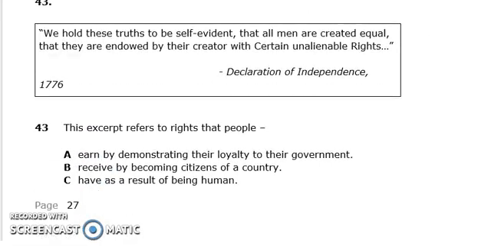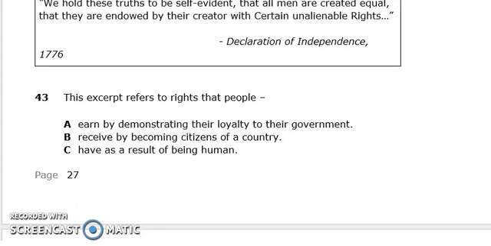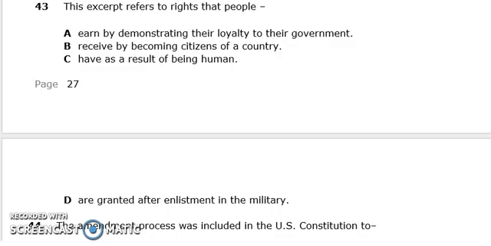Use the excerpt to answer question 43. This excerpt refers to rights that people A. earn by demonstrating their loyalty to their government. B. receive by becoming citizens of the country. C. have as a result of being human. Or D. are granted after enlistment in the military.